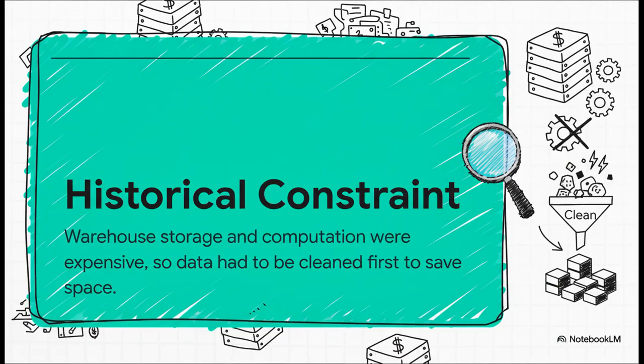So you might be thinking, why do it this way? It sounds complicated. And you'd be right. But there was a really, really good reason for it, and it all comes down to money. Back in the day, with on-premise data warehouses, storage space and computing power were crazy expensive. You couldn't just dump all your messy, raw data in there. You'd go broke. You had to clean it, shrink it, and make it as small and efficient as possible first.